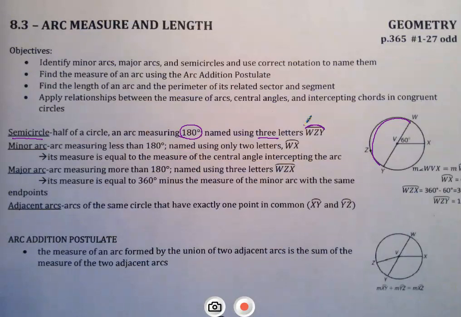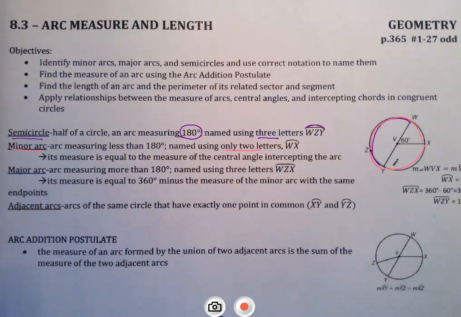Then we have a minor arc. It's an arc measuring less than 180 degrees. It's named using only 2 letters, like WX. Couldn't WZ also work? WZ could also work, yes. ZY, yes. Usually the arc is between, but usually we have a segment there. So like XY would be one, and ZX would also be one, yes.